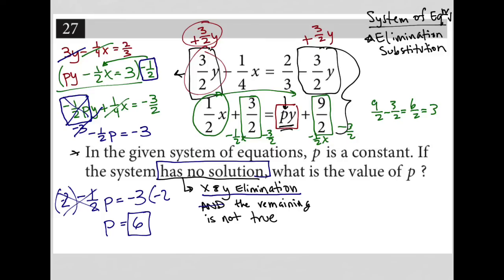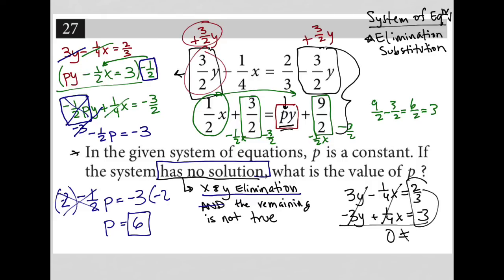Like that ended up not being all that important here because, in fact, if we did that, we would have, I just want to make sure you see it clearly. So I would have 3y minus 1/4 x equals 2/3. And I would have, instead of negative 1/2 py, I'd have negative 3y plus 1/4 x equals negative 3. And that's why this will cross out, this will cross out. I'd have 0 equals whatever this is, and whatever that is not, right, it's not equal to 0. So that's the part that's the remaining is not true.